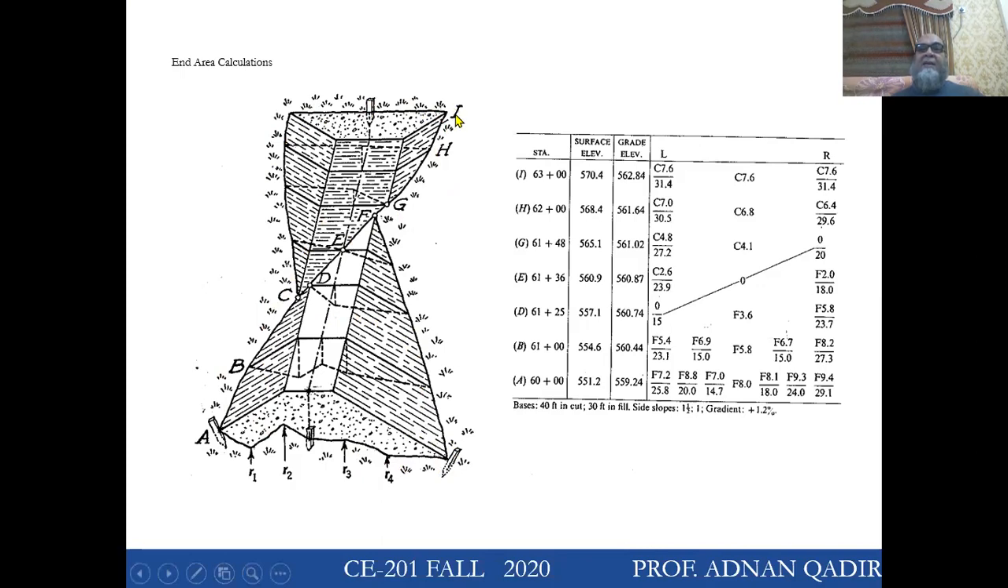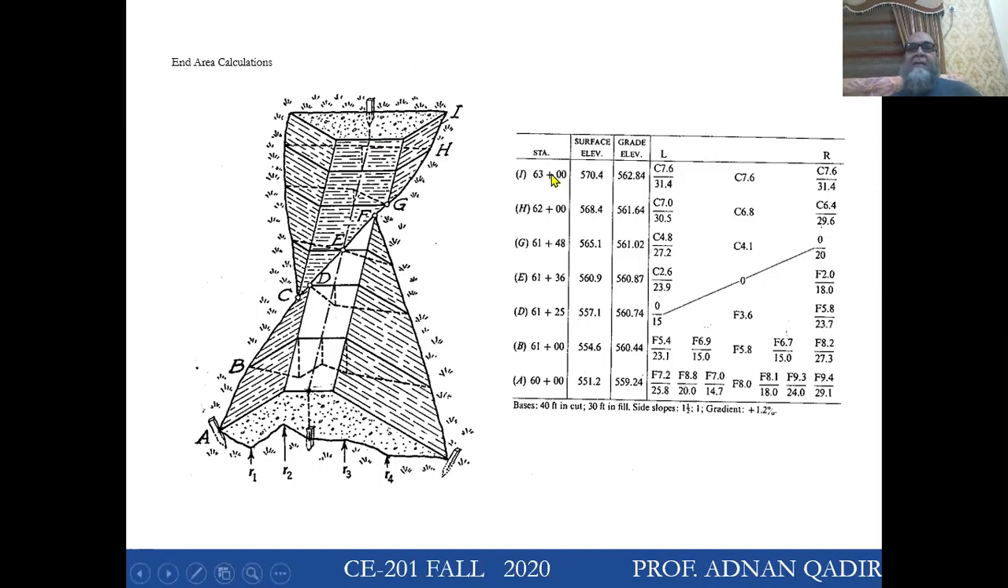We have station I, that's 6300 feet, and it has a surface elevation of 570.4 and this grade elevation is 560. Now the difference between the surface elevation and the grade elevation gives you whether it is a cut or fill. Remember, the grade elevation means the elevation of the surrounding ground, or you can say the natural ground level.